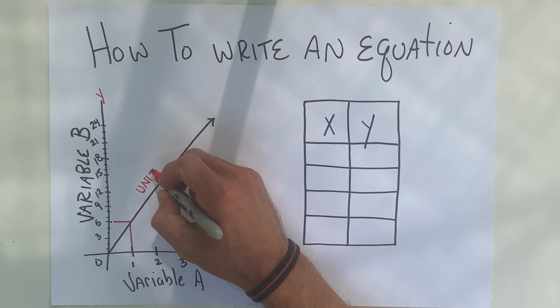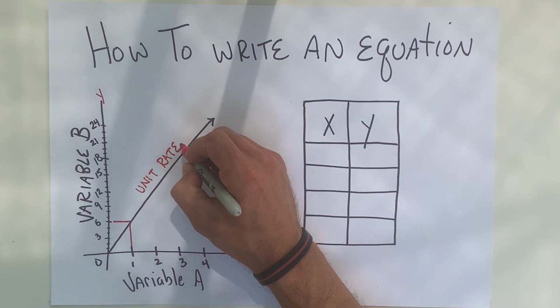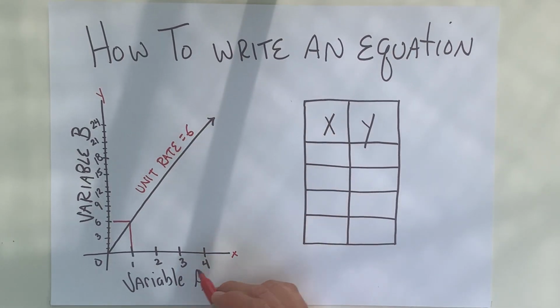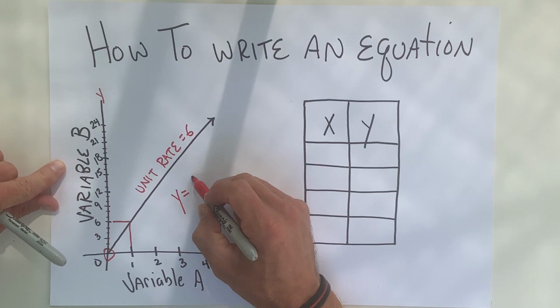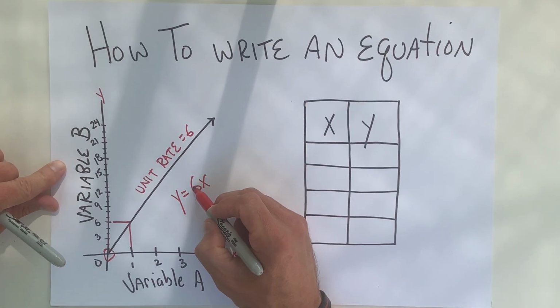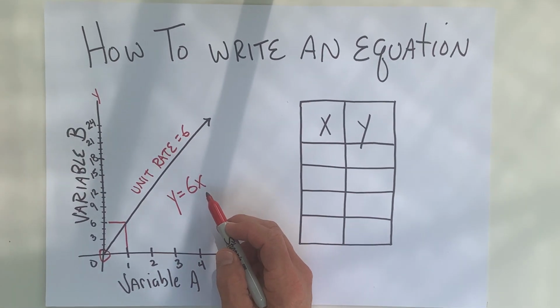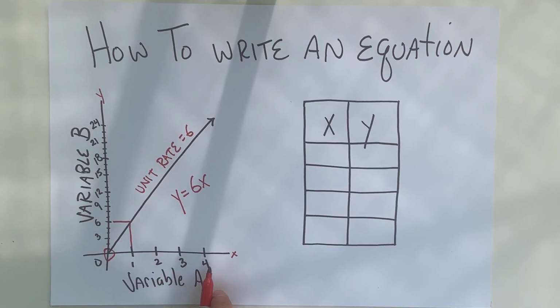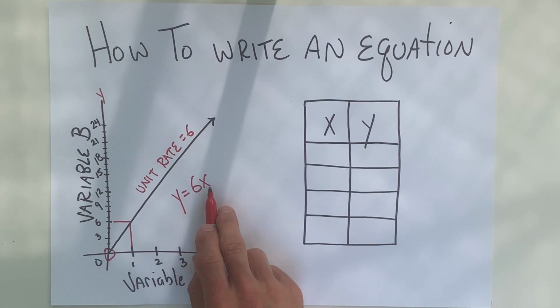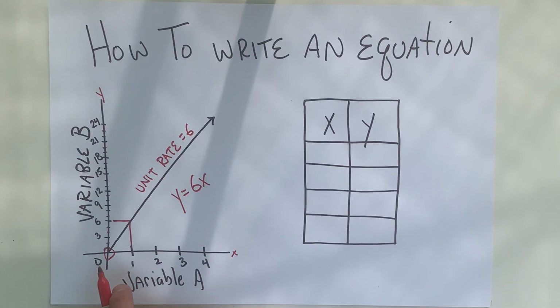So I know two things here. I know that my unit rate is 6. I observe that it goes through the origin, so I know it's proportional. So I'm going to write my equation, y equals 6x, and I'm all done. And what this does for me is it tells me that every time I find an x value, like a 2, a 3, or a 4, if I multiply it by 6, I'll get the y value over here.